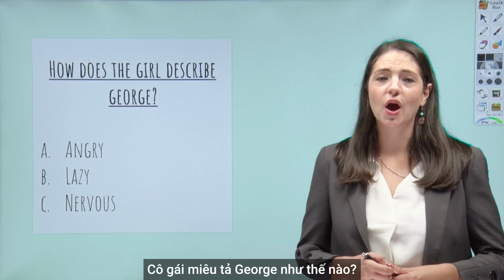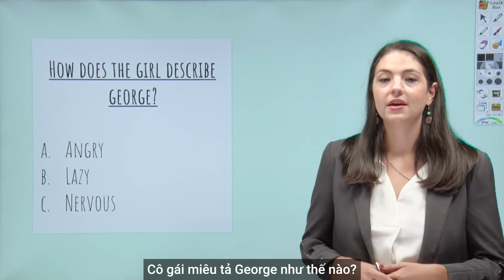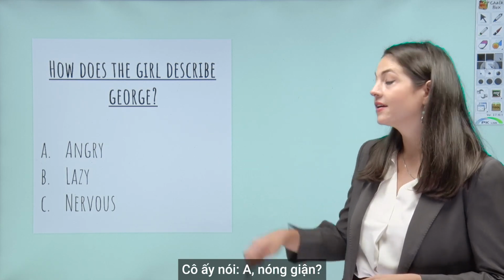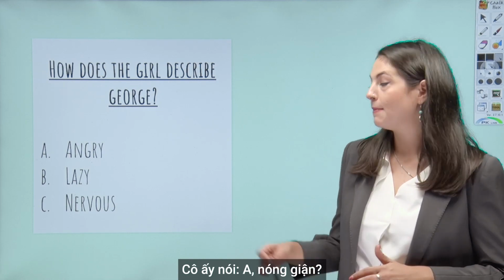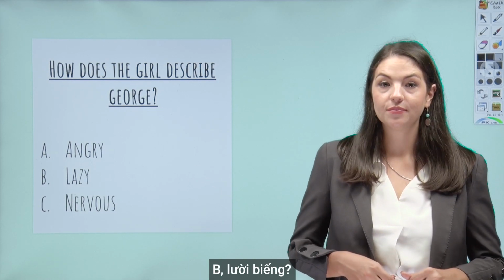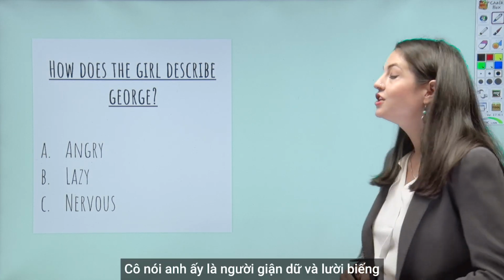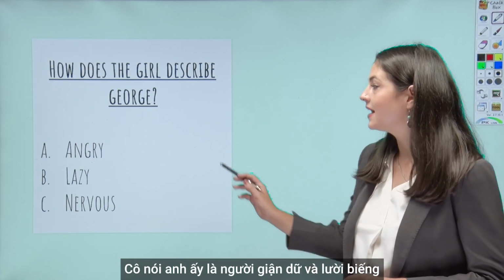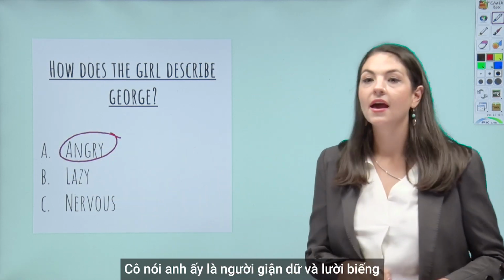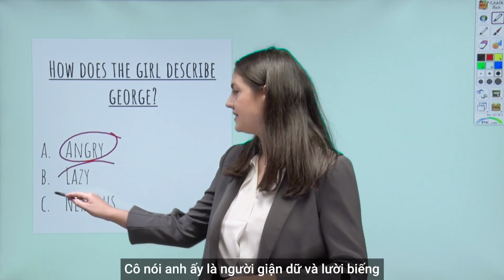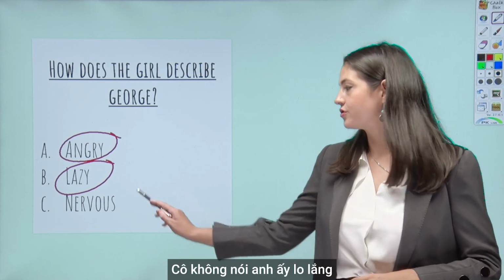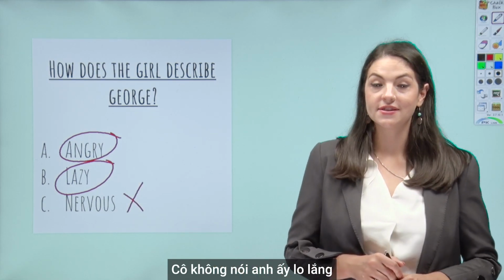How does the girl describe George? Does she say he's A, angry, B, lazy, C, nervous? She describes the boy as angry and lazy. She does not describe him as nervous.